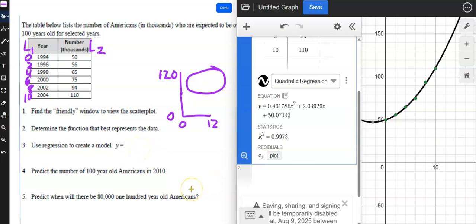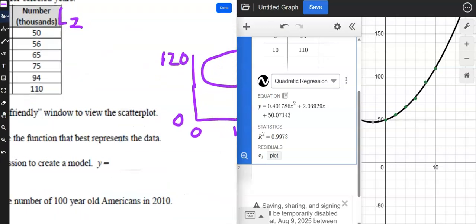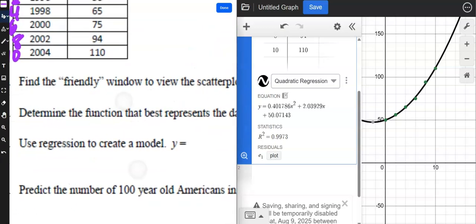Determine the function that best represents the data. So without having super great statistical knowledge of the reason why one model is better than another, my basic idea that I'm telling you right now is to just look at the picture and see if the points go through the data better.